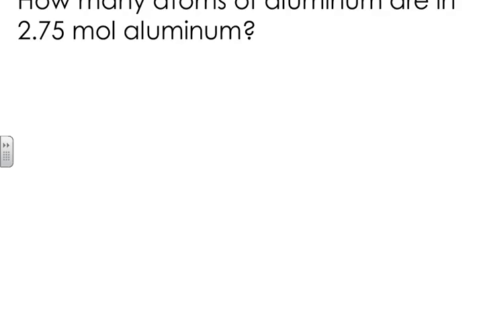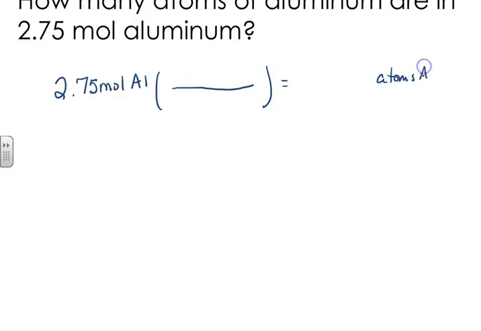Next problem. How many atoms of aluminum are in 2.75 moles of aluminum? 2.75 moles aluminum given, multiplied by a conversion factor to get a number of atoms of aluminum.